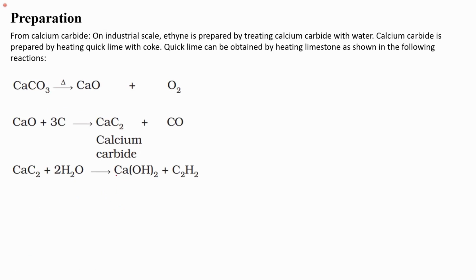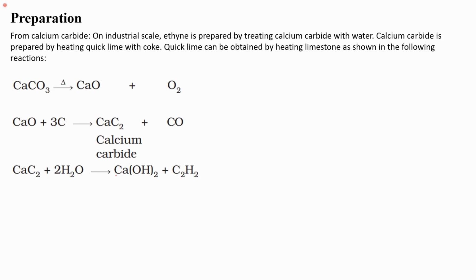And then the preparation of calcium carbide. On the industrial scale, ethyne is prepared by treating calcium carbide with water. The calcium carbide is prepared by heating quicklime with coke. Quicklime is calcium oxide, which can be obtained by heating limestone, that is calcium carbonate. The calcium carbonate is first heated at high temperature, then you get calcium oxide. Then the calcium oxide reacts with the coke, that is carbon.